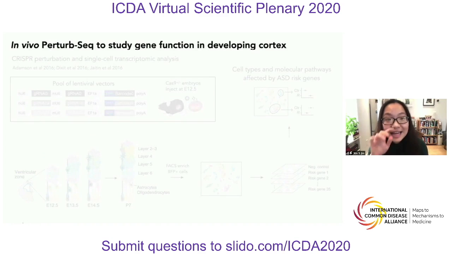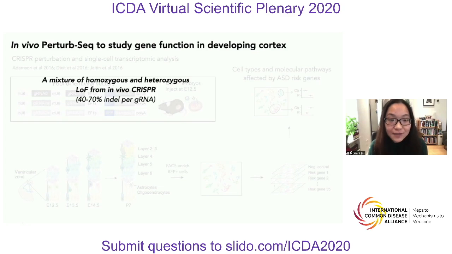I also want to highlight that there are specific features that come with this experimental design. First, obviously, we are analyzing the effect of in vivo CRISPR experiments, and therefore this is a mixture of homozygous and heterozygous loss of function. We use 2 guide RNAs on the same lentiviral vector for each of the risk genes to ensure the completeness of the loss of function.